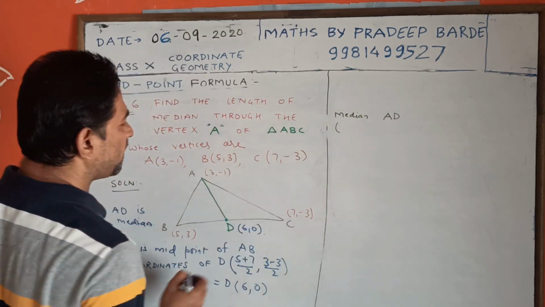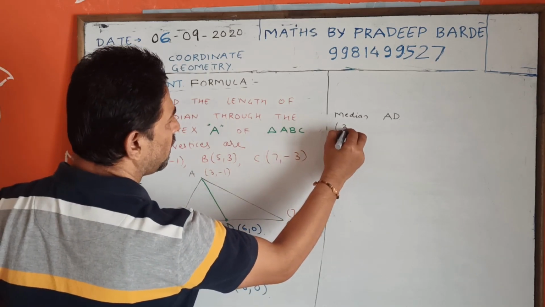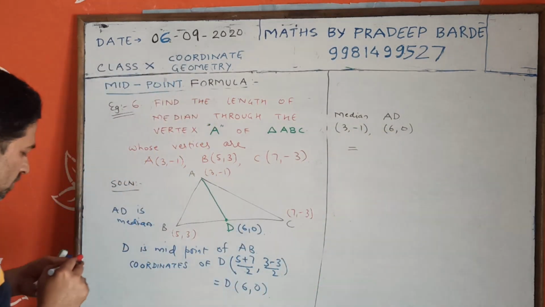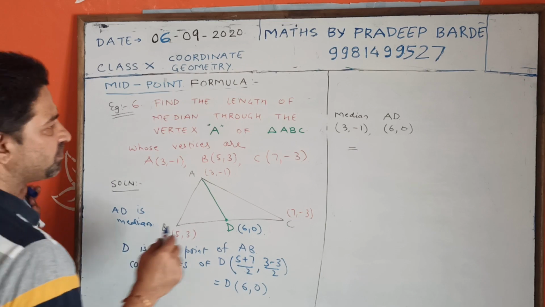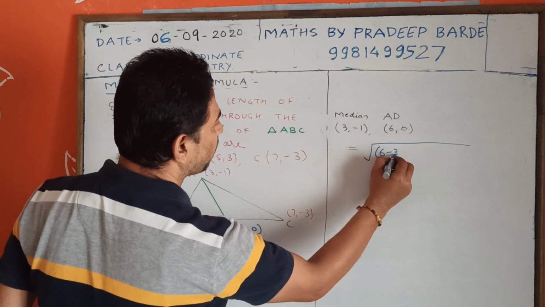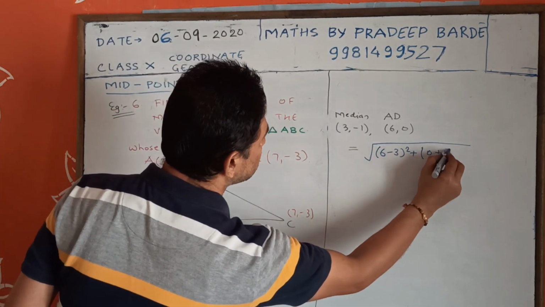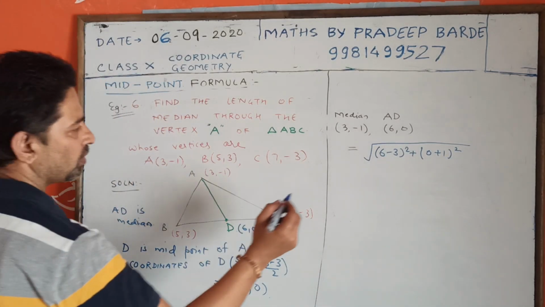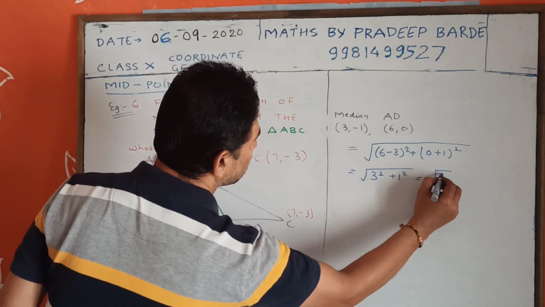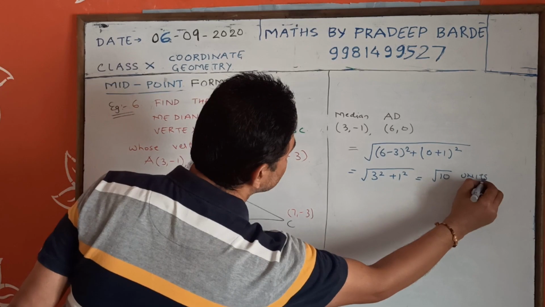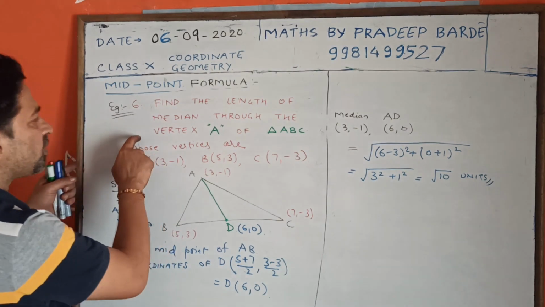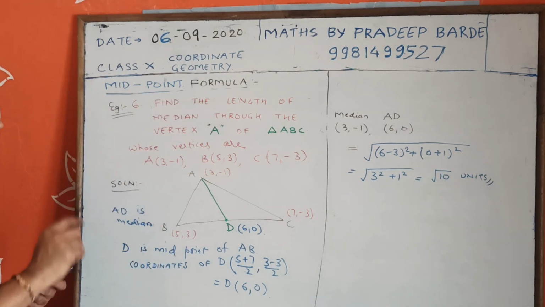तो बच्चों फर्स्ट टॉपिक पे चलते हैं, डिस्टेंस फॉर्मूले पे. A के कोऑर्डिनेट से (3, -1) और D के कोऑर्डिनेट से (6, 0). तो डिस्टेंस फॉर्मूला अप्लाई कर दीजिए. We will get under root (6 minus 3) whole square plus (0 plus 1) whole square. So this is under root 3 square plus 1 square. Root 10 units is the length of the median. See, here the question was find the length of the median through the vertex A.